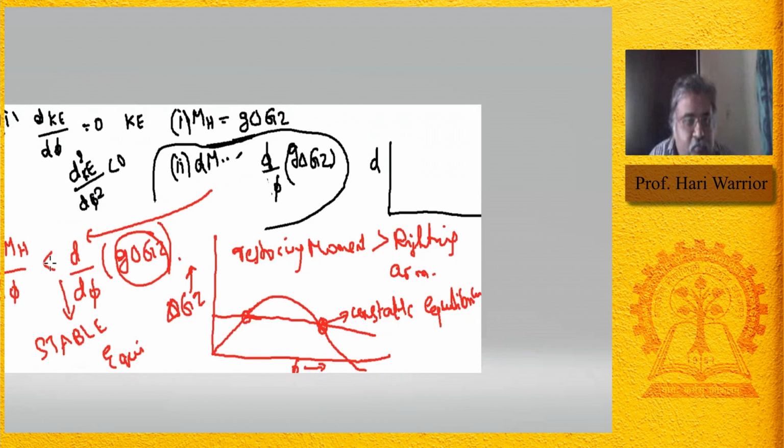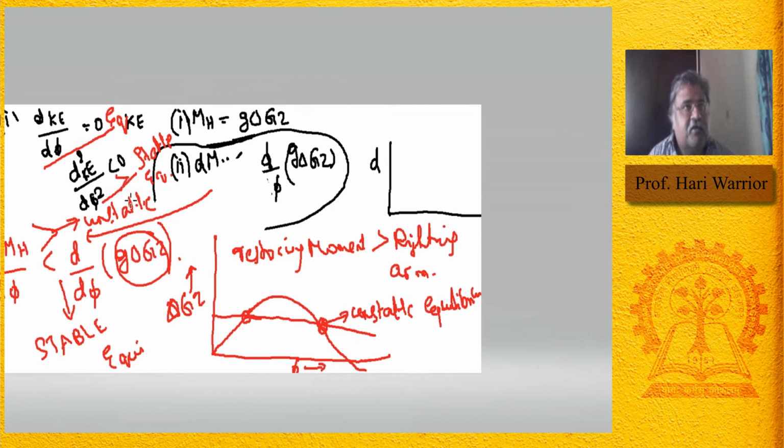So when this is true, it is a condition of stable equilibrium, and when this is happening, it is a condition of unstable equilibrium. So this condition tells you it is an equilibrium, and this condition tells you it's a stable equilibrium. So this condition is required for the system to be in stable equilibrium. This condition is required for the system to be in equilibrium. And if this is greater than 0, it is an unstable equilibrium. This is what I've been trying to put forward.